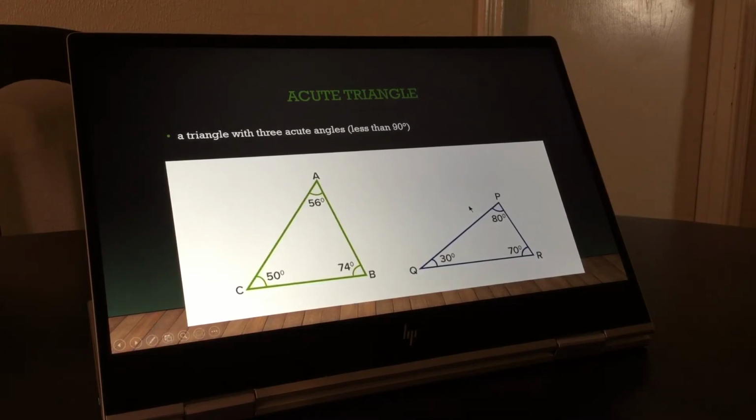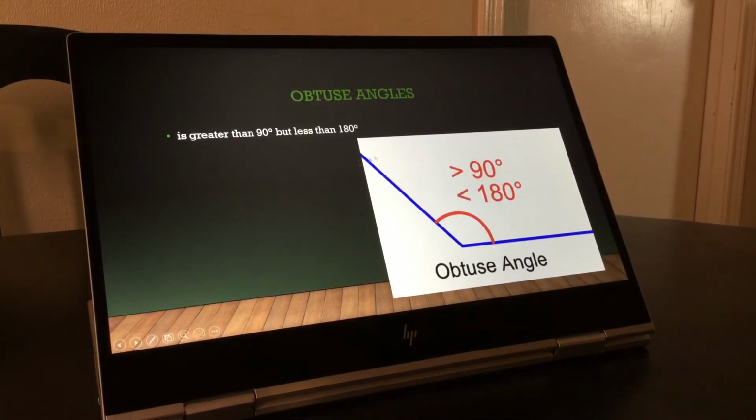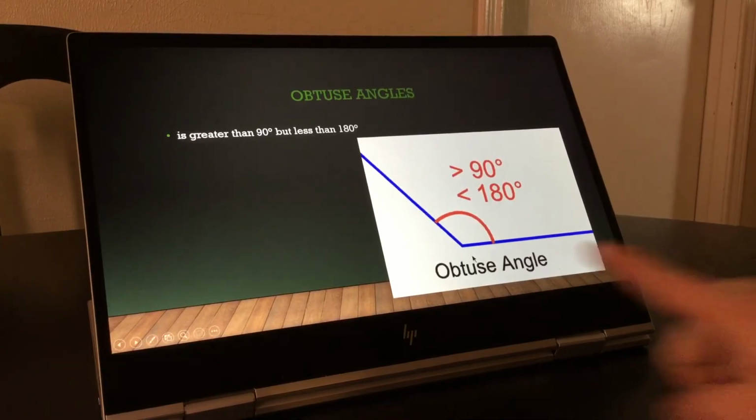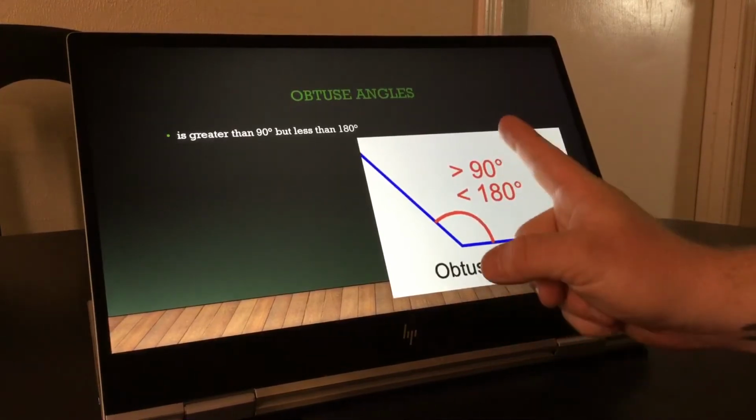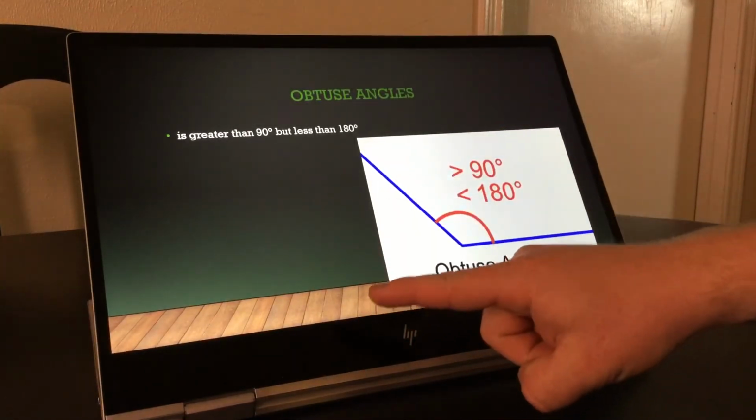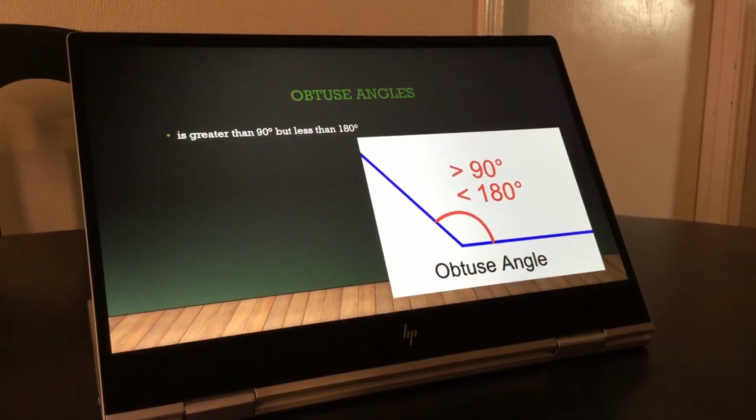And that is how you make an acute triangle. An obtuse angle. An obtuse angle is anything that is bigger than 90 degrees, but less than 180 degrees. So what they're basically saying is it can be anything from a right angle, which would be straight up and down, and then to the side. Anything wider, as long as it does not go past the line.